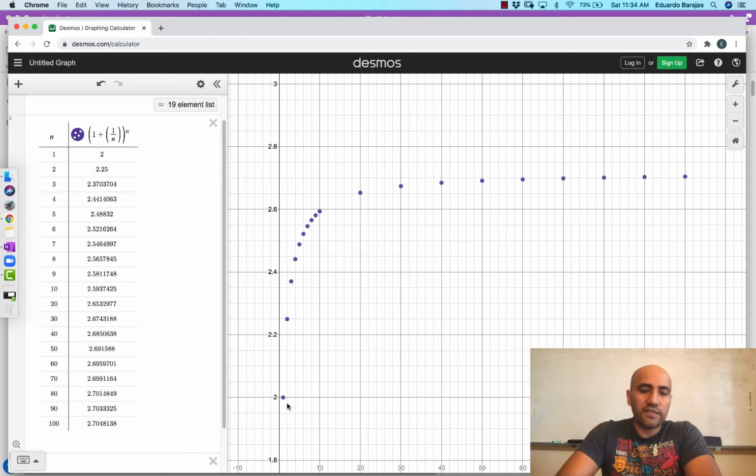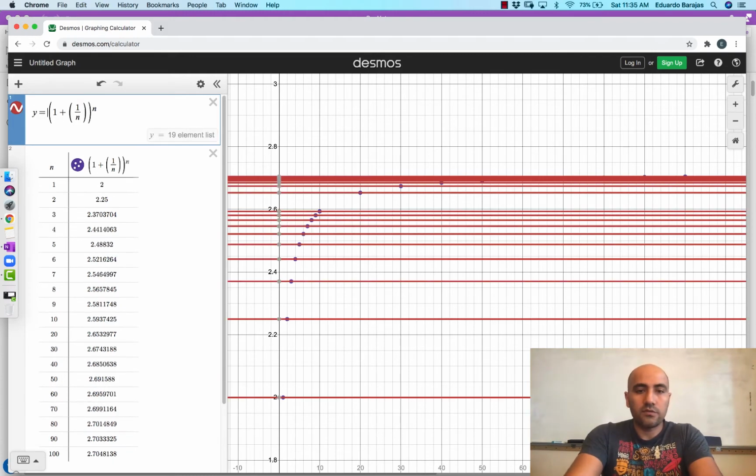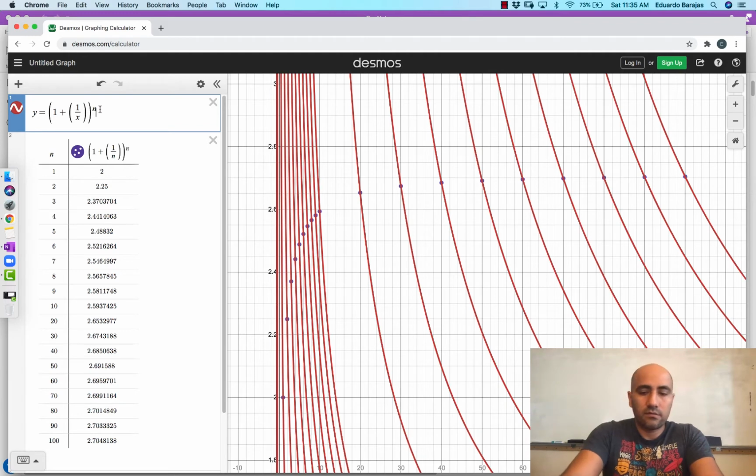Okay, so just changing the scale, we see we started here at 1 comma 2, and then very quickly it has been growing, and then way over here at 100 we get 2.7048. Okay, so if we keep going, we see that there's a pattern here that begins to emerge. So let's graph this guy. So this would be y equals, okay, well, it doesn't like n, so let's change this to x.